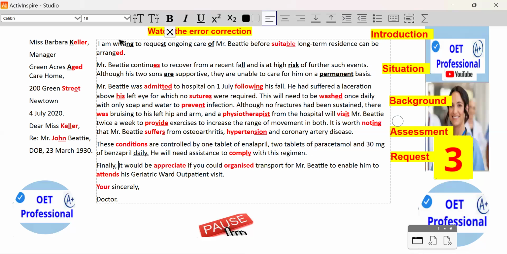Finally, this is important because every letter pretty much has this phrase. It would be appreciated if you could, not organized, just organize, transport for Mr. Beattie to enable him to attend, once again, to attend his geriatric ward outpatient visit. And yours sincerely should be yours sincerely.